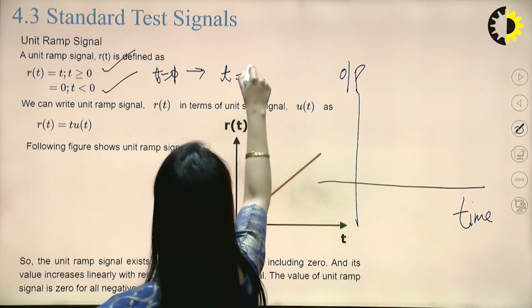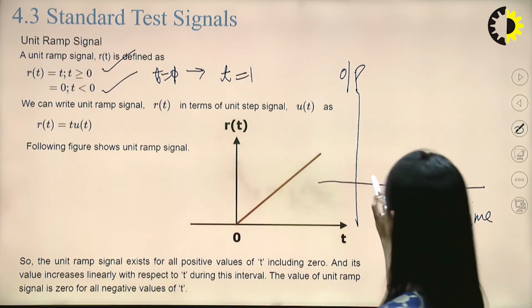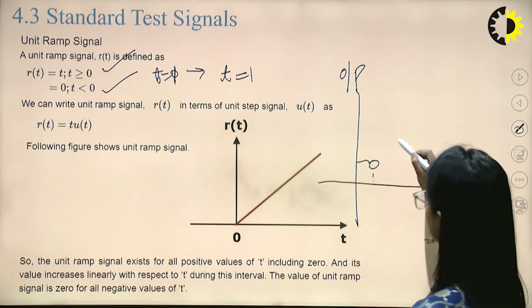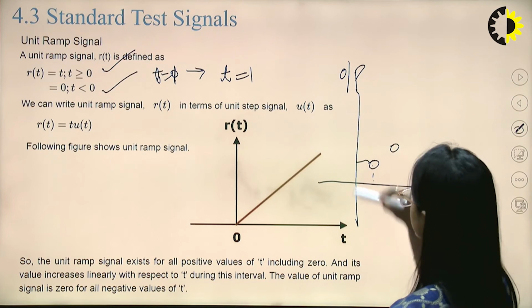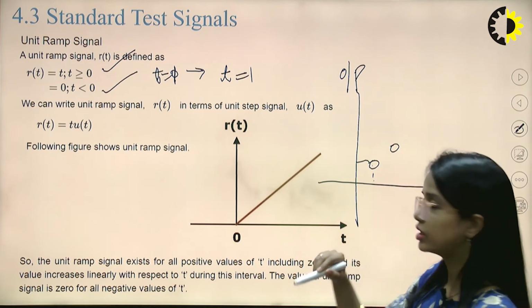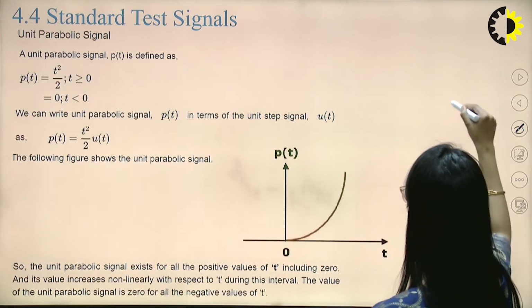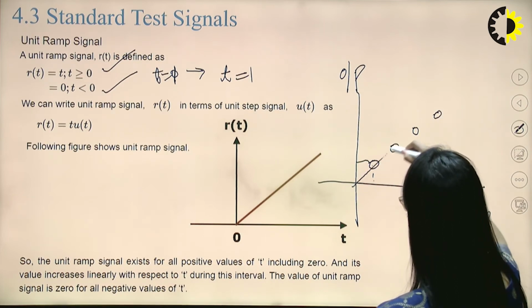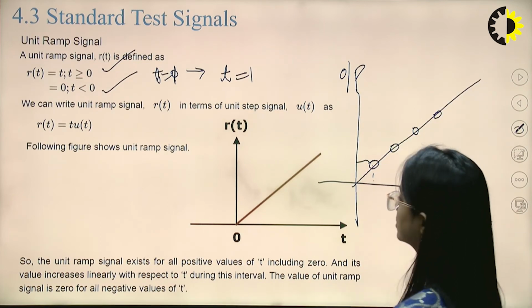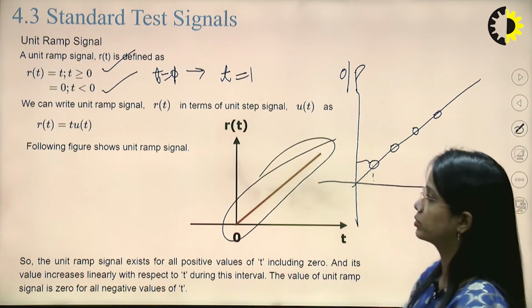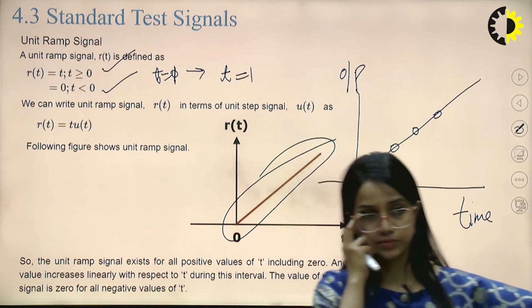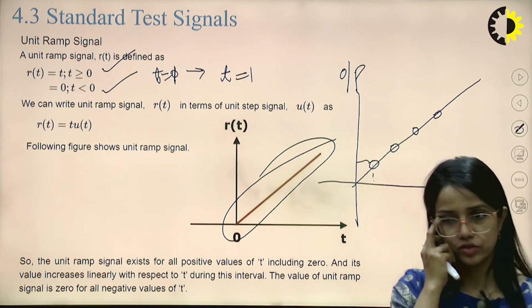So t is 1. So at t equals 1, this is the first point. At t equals to 2, the output is 2. This is the second point. At t equals to 3, the output is 3, the third point. At t equals to n, the output is n. So if you combine all these, you will get this output. So r(t) is equal to t for all the values of t greater than 0.